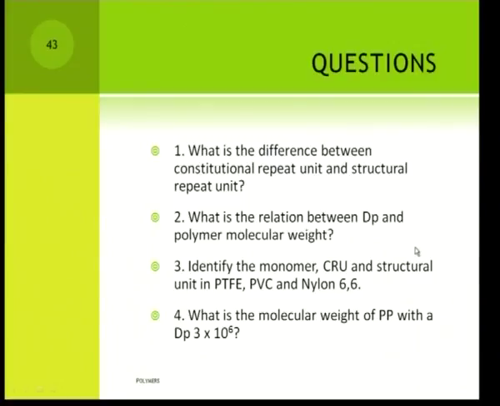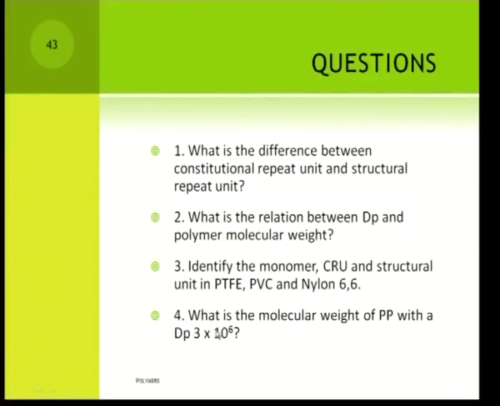Then identify the monomer, the constitutional repeat unit, and structural unit, if it has one, in the cases of these polymers: PTFE, polytetrafluoroethylene, which is commercially called Teflon, PVC or polyvinyl chloride, another very important commercial polymer, and nylon 6,6, which comes from amine and acid groups. Now, the fourth question is, what is the molecular weight of polypropylene with the dP value of 3 into 10 power 6?